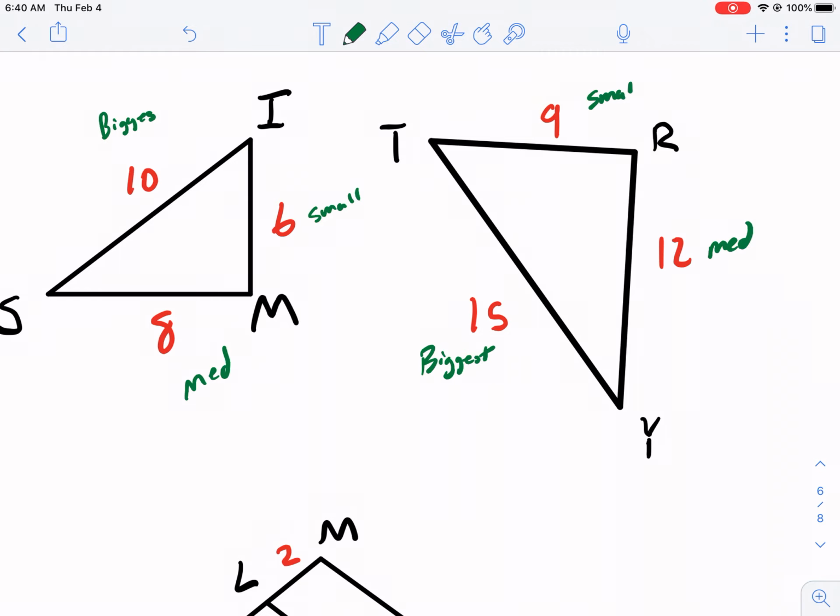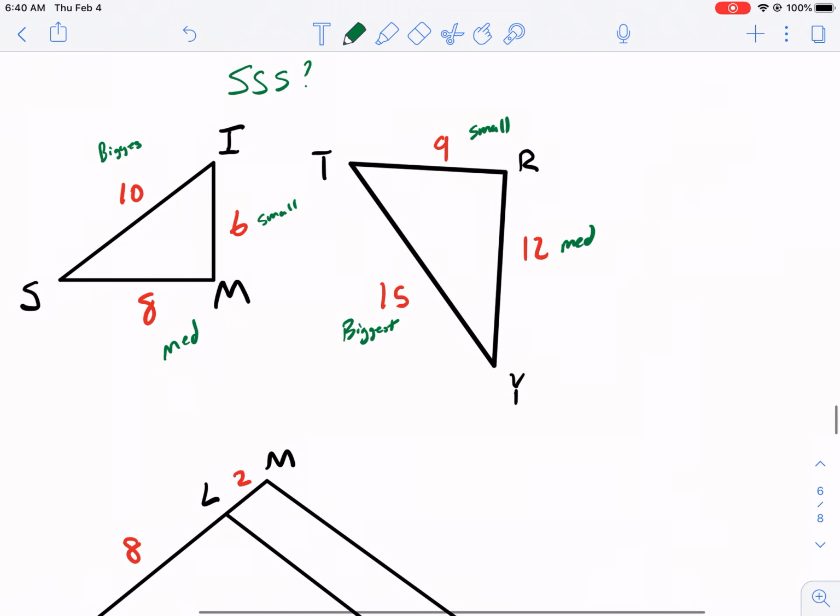Okay, and we're going to compare all three of those. So we're going to take our biggest side first. So this is our big. We're going to go the large triangle over the small triangle. So the big triangle is 15 for the biggest side, and then we have the small triangle with 10.